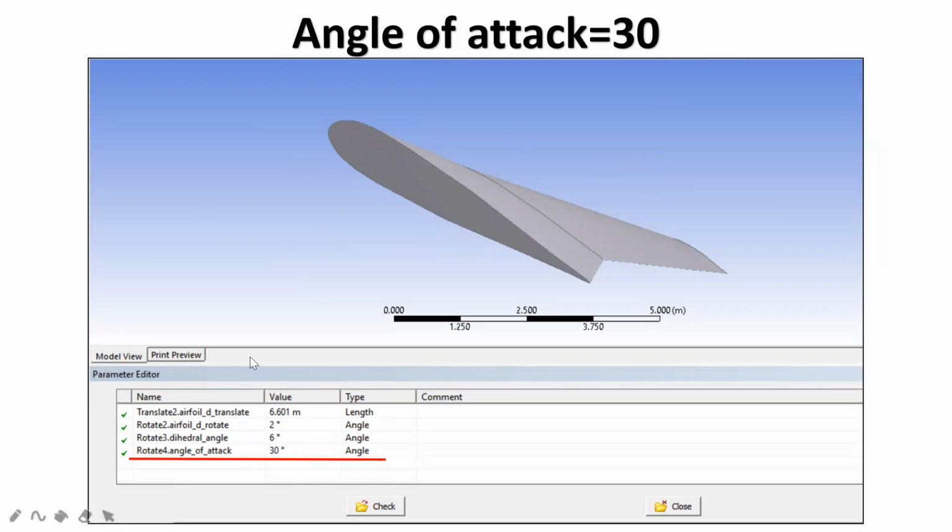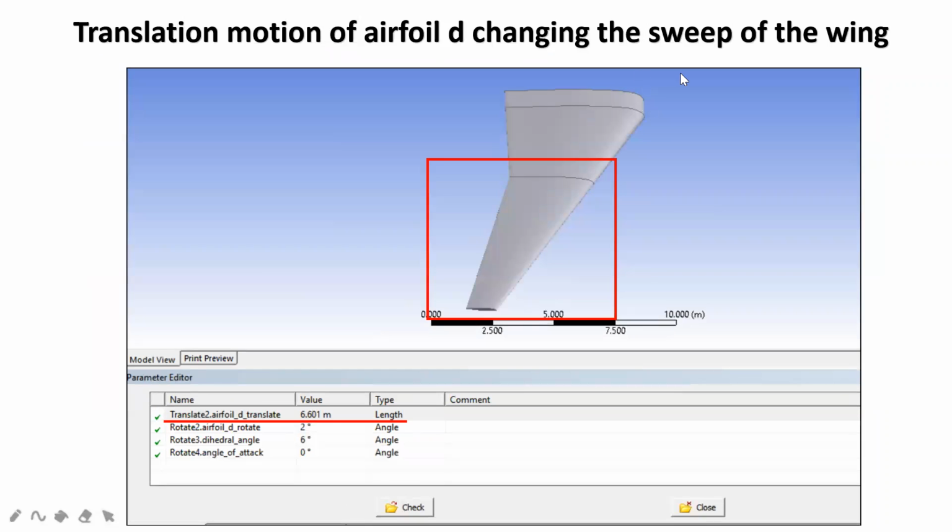And next comes the translation and motion of the airfoil, changing the sweep of the wing. This is the airfoil. We have already discussed that this is the airfoil D. It will translate forward and backward, and depending upon the movement, the sweep angle will change. Okay, and the area will be constant.